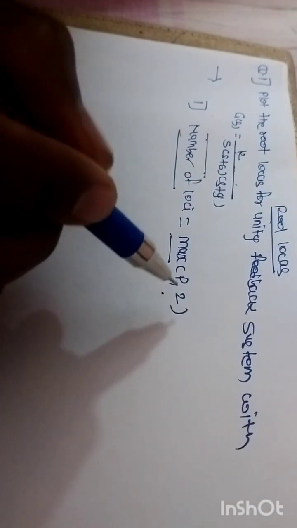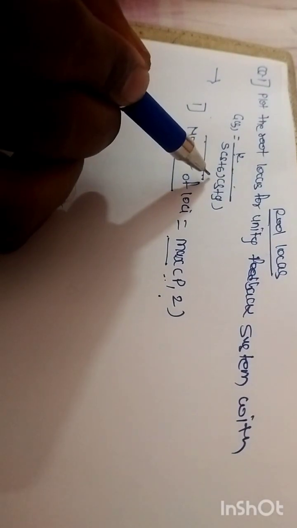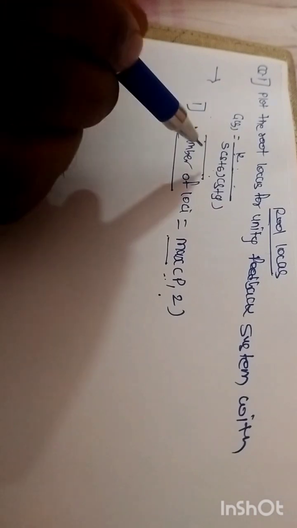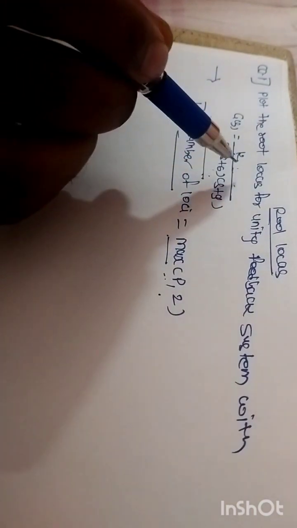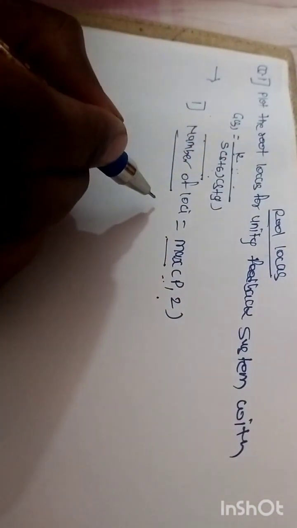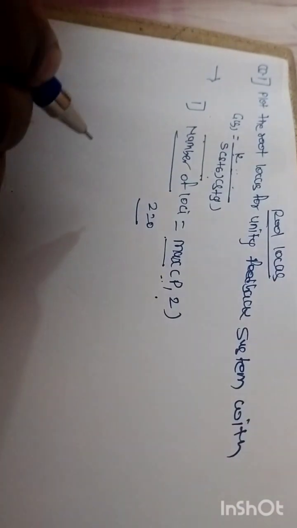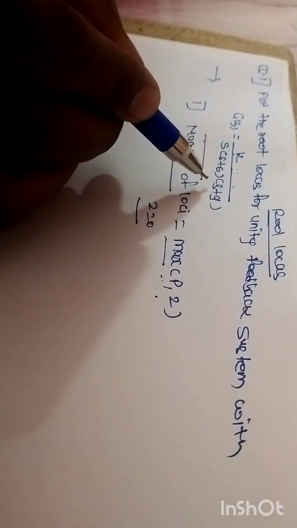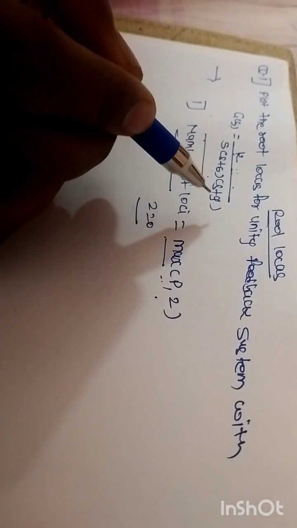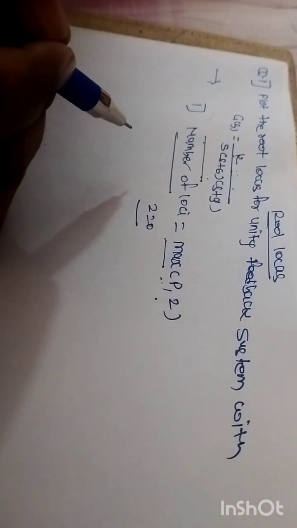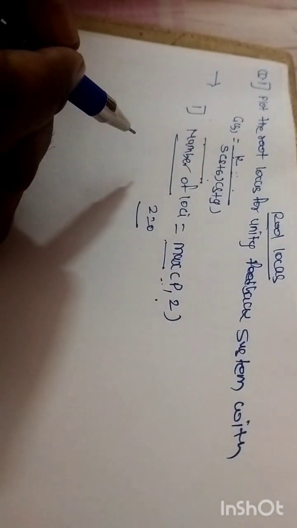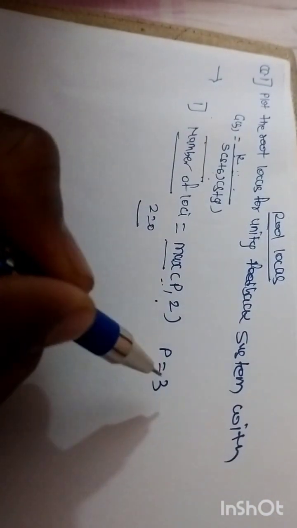By observation, we need to determine how many zeros and how many poles we have in this system equation. We don't have any term in s in the numerator, so we don't have any zeros, Z equals 0. When we equate the denominator to 0, we conclude that the number of poles equals 3, P equals 3.